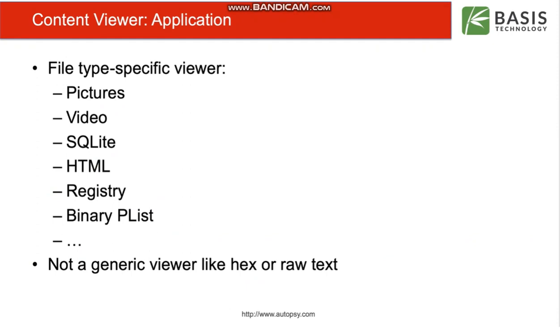The next one over is called application. This is a viewer that changes depending on what file type you selected. So this is where you can view a picture, you can view a video, you can open up SQLite files, HTML files, registries, binary plists, etc. The core idea here, though, is that while text and hex were always there, those are always enabled for all file types because we always know how to view a file in hex and we always know how to pull strings out of a file. This tab and many others will only be enabled if we support its specific file type.